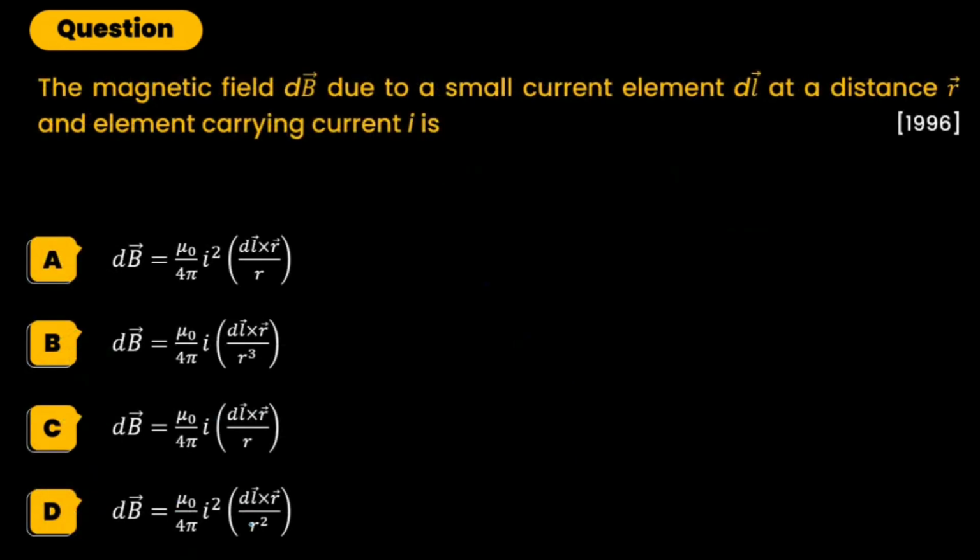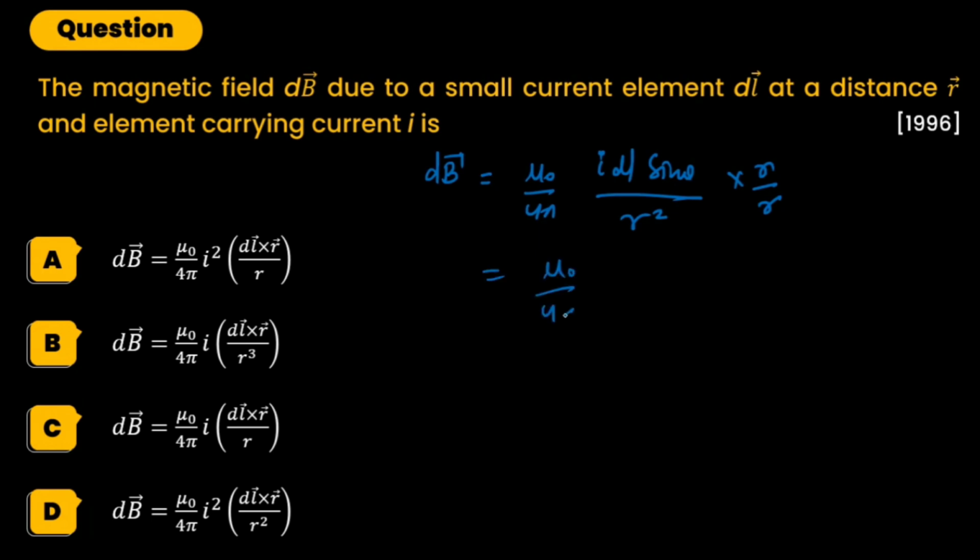So what is the magnitude of magnetic field? What we can say? Look at here. We just saw that dB is mu naught by 4 pi I dl sine theta by r square, right? Now, what you can do is multiply and divide the right hand side with r, and we'll get mu naught by 4 pi r cube.